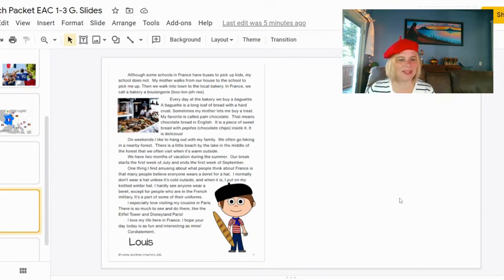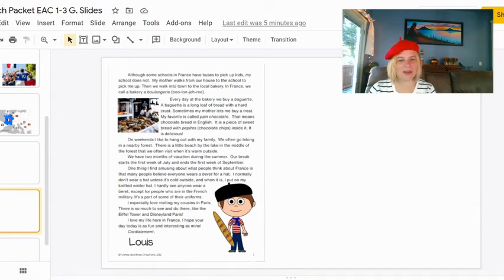Okay, turn to the next page. "Although some schools in France have buses to pick up kids, my school does not. My mother walks from our house to the school to pick me up. Then we walk into town to the local bakery. In France, we call a bakery a boulangerie. Boulangerie? Every day at the bakery, we buy a baguette.